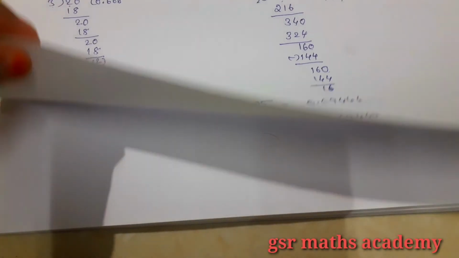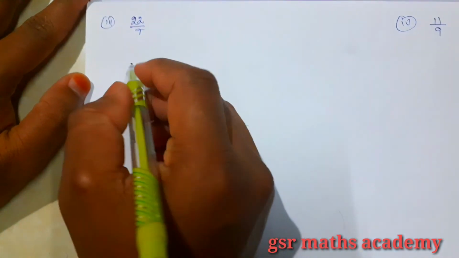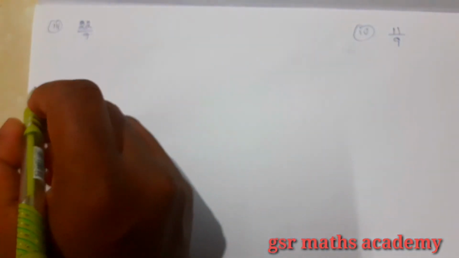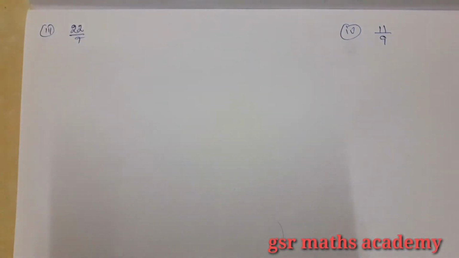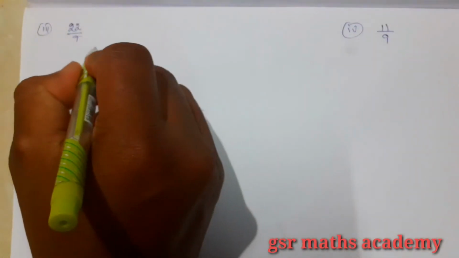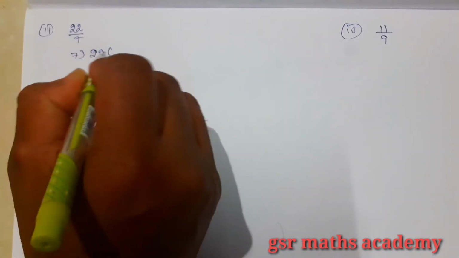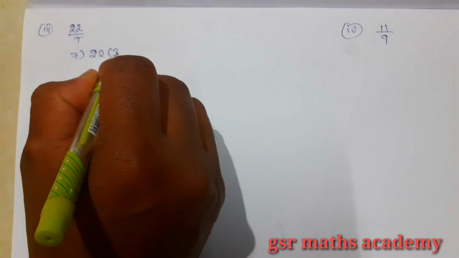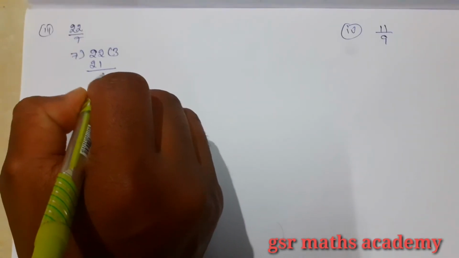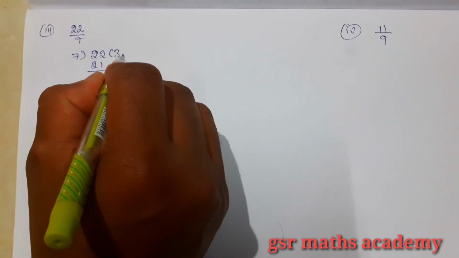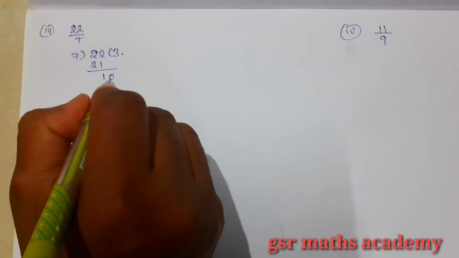Okay, now let us see the next question, which is the third question. In the third question, we are given 22 by 7. For this, we need to convert it into decimal form. On dividing 22 by 7, we can subtract 3 times 7. 3 times 7 is 21. Then 1 is left, as 1 is smaller than 7. So on taking the point here, you are allowed to take a 0 here. Now it becomes 10.